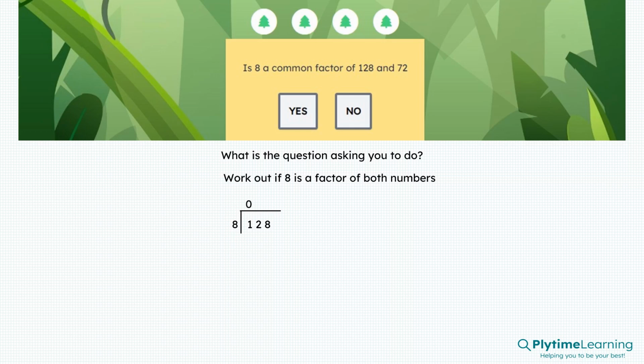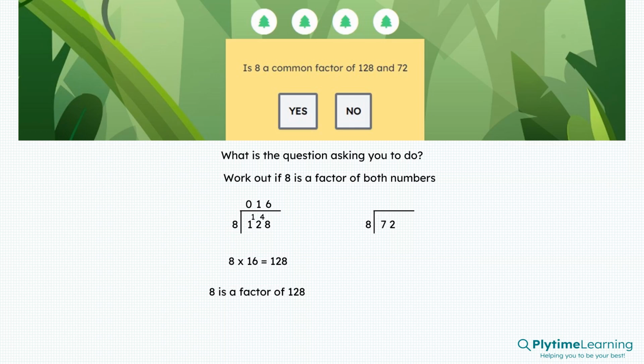8's into 1 is 0, we carry the 1 forward. 8's into 12 is 1 with a remainder of 4. And 8's into 48 is 6. No remainders. So we can see that 8 times 16 is 128. 8 is a factor of 128.